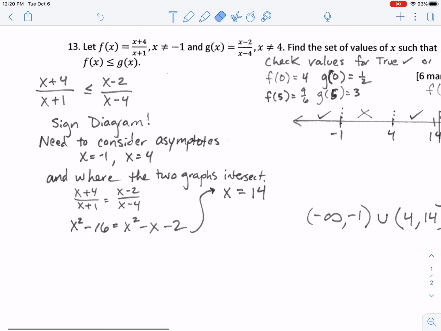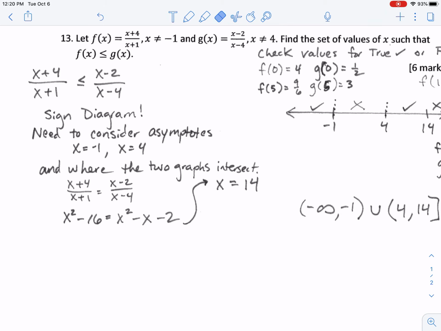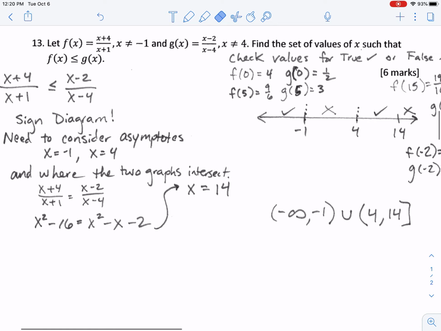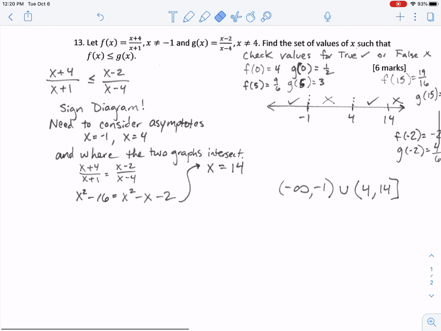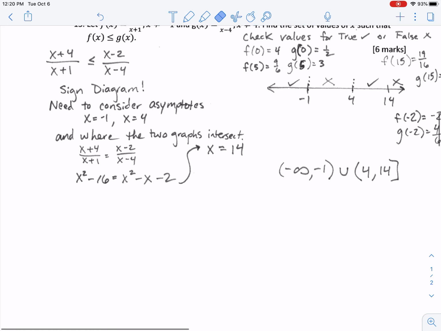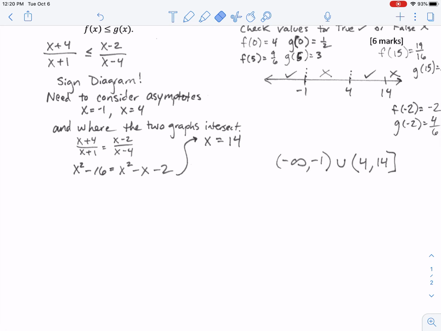And then we need to consider the asymptotes, because the graph is undefined at -1 and at +4. And so then I also want to see, okay, when are they equal? So what I did is I cross multiplied, so I have x plus 4 times x minus 4, that's a plus b times a minus b, which gives me a squared minus b squared. And then I said, okay, what's x plus 1 times x minus 2? That FOILed out to this.